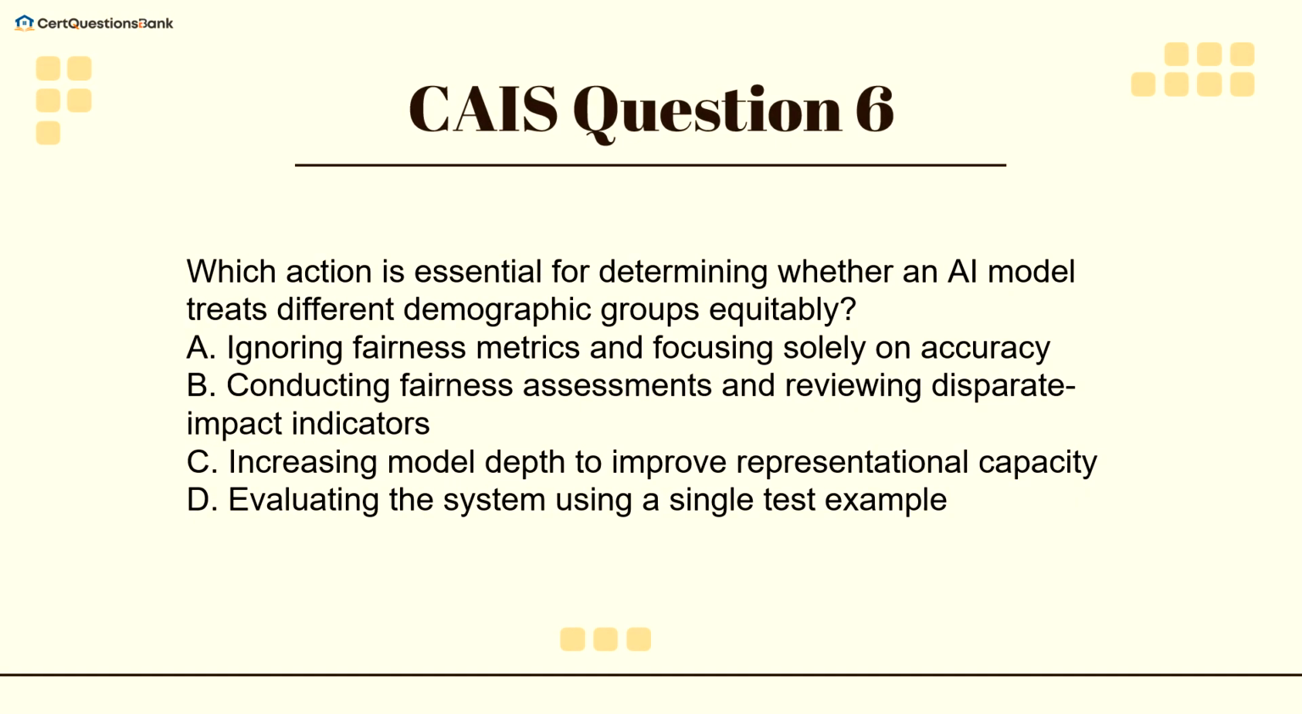Which action is essential for determining whether an AI model treats different demographic groups equitably? A. Ignoring fairness metrics and focusing solely on accuracy. B. Conducting fairness assessments and reviewing disparate impact indicators. C. Increasing model depth to improve representational capacity. D. Evaluating the system using a single test example.